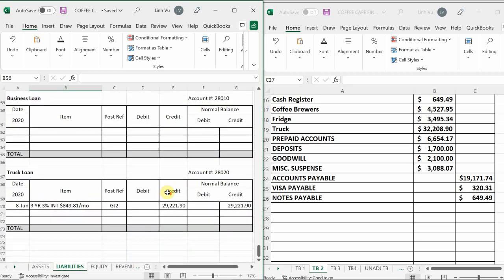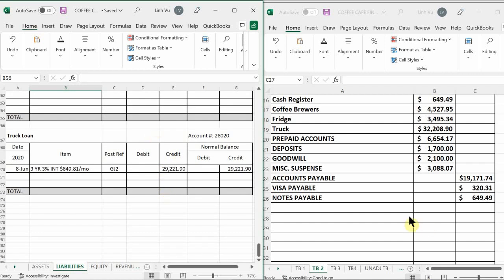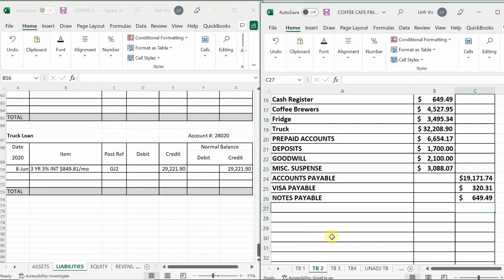Loans. Yes, we did have a loan. What was this loan? Is that for the truck? Yes. We have the balance 29,221.90. Okay. All right, so that's all our liabilities.